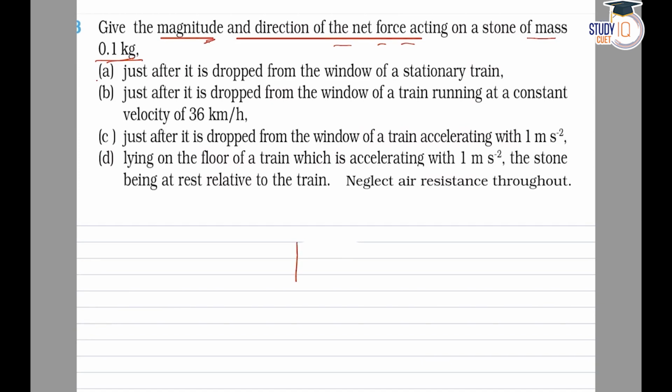So a train is given to us. When the particle is just released from the train, we have to define the force acting on it. So if a particle is dropped from the window of a stationary train, we can see that the force acting on the particle is only mg, and mass is given 0.1 kg. This implies the value of force is equal to 0.1 into g, that is equal to 1. So force is equal to 1 Newton in downward direction.